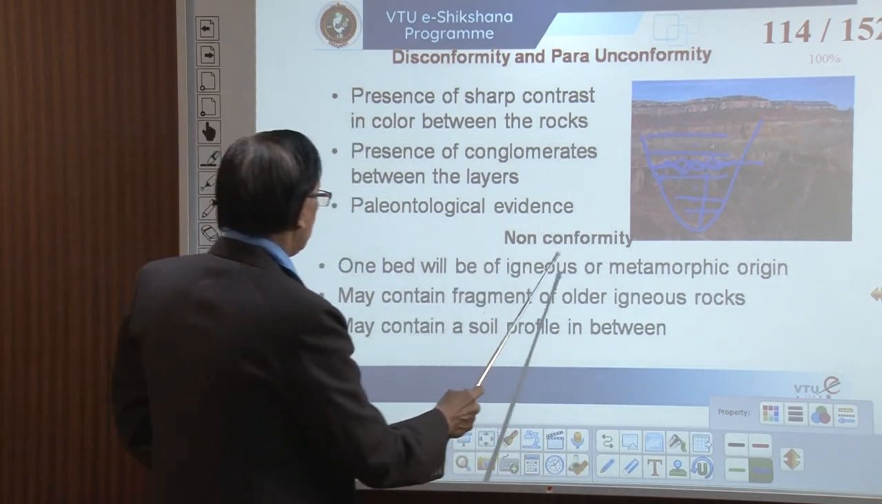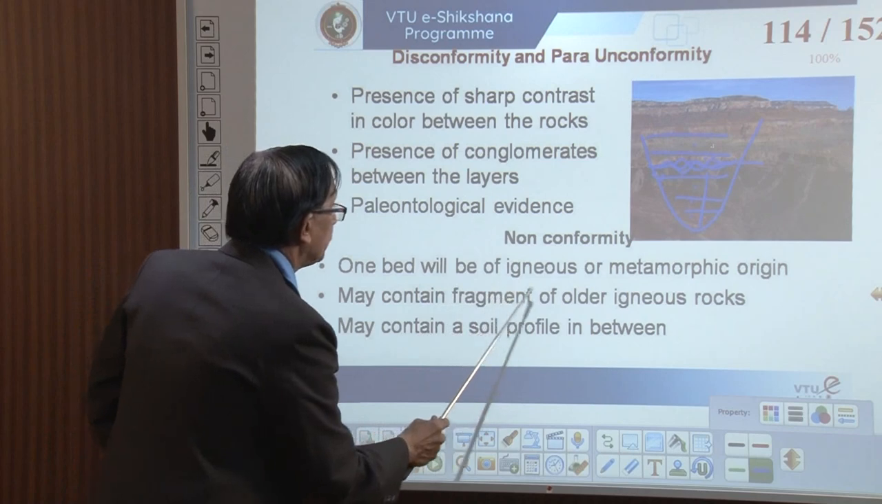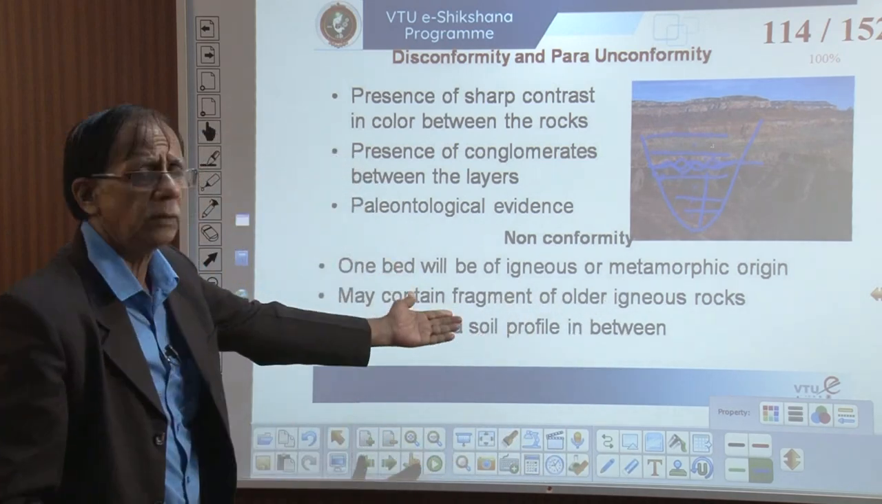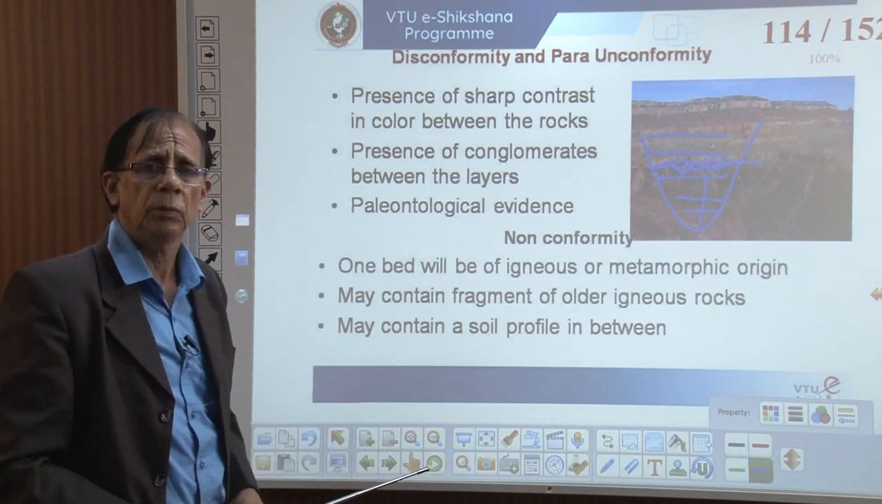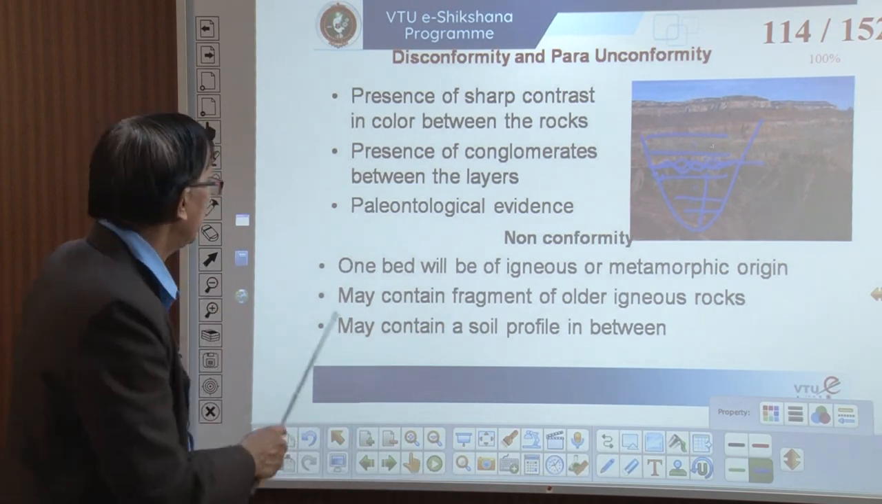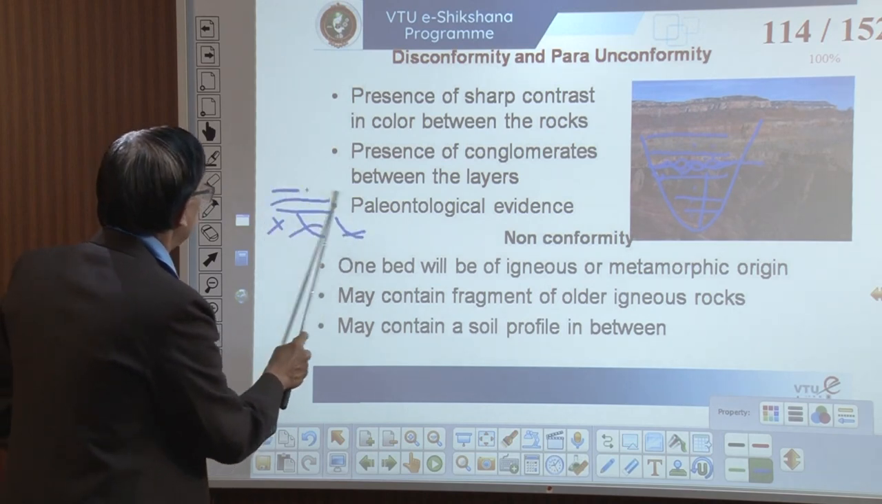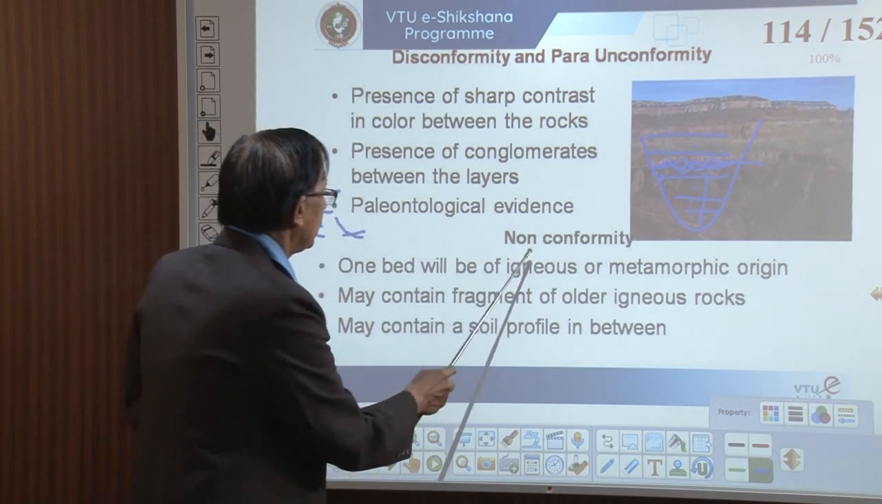So, what is non-conformity? One bed will be igneous or metamorphic, and above it a sedimentary bed. We have a contact between igneous and sedimentary rock, and this case is non-conformity.